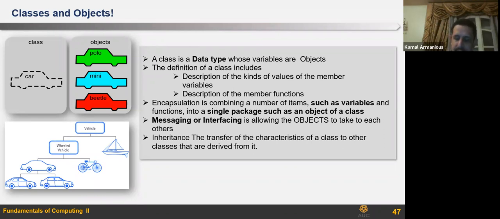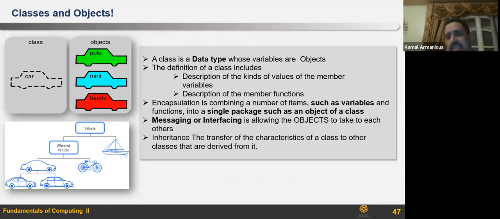So a class is 3 or 4 things. First, it's a blueprint. It's a template. And the object is an instance. It's a child. It's a representation that represents this class.